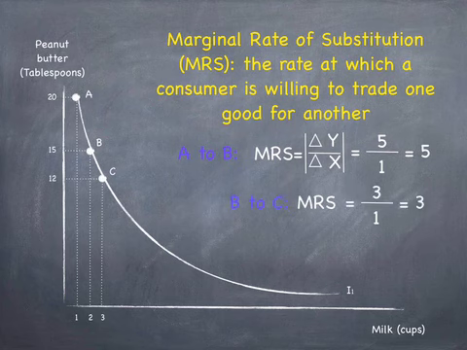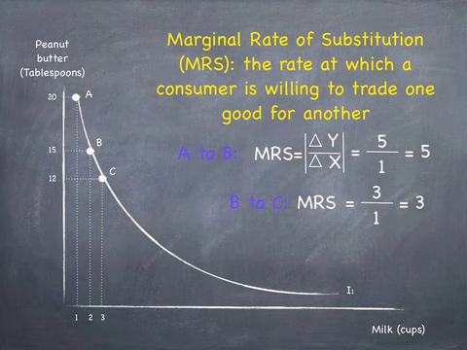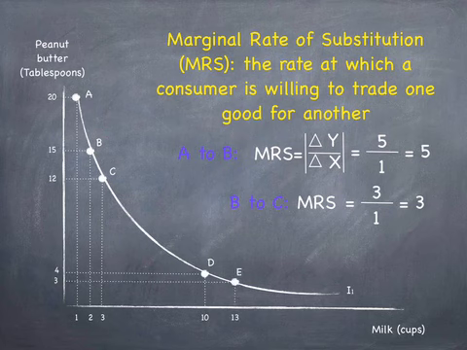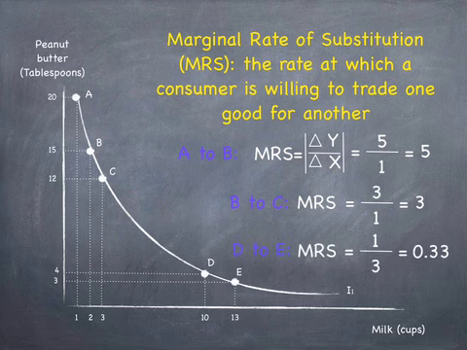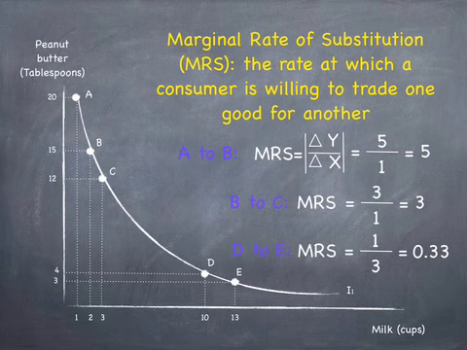Here, she's willing to give up 3 tablespoons of peanut butter in exchange for 1 cup of milk. Or in other words, she's willing to give up 3 tablespoons of peanut butter per cup of milk. Now let's look at the marginal rate of substitution from point D to point E. Here she was only willing to give up 1 tablespoon of peanut butter in exchange for 3 cups of milk, or in other words 1/3, 0.33 tablespoons of peanut butter per cup of milk.